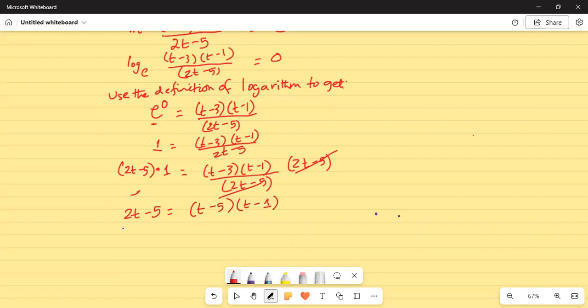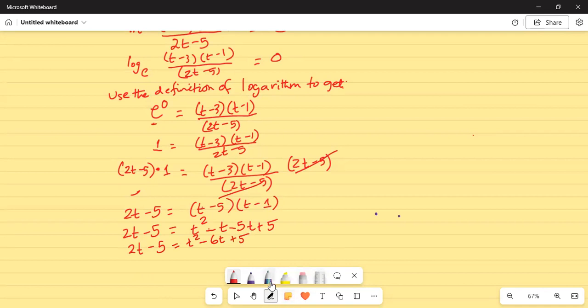Now we have to FOIL on the right-hand side of the equal sign. So first term is t times t is t squared. Outside term is t times minus 1, which is minus t. Then inside term, minus 3 times t is minus 3t, and then 2 minuses make it positive. Last term, minus 3 times minus 1 is plus 3. Okay. So I get 2t minus 5 is equal to t squared minus 4t plus 3.